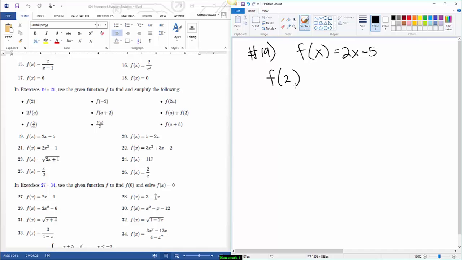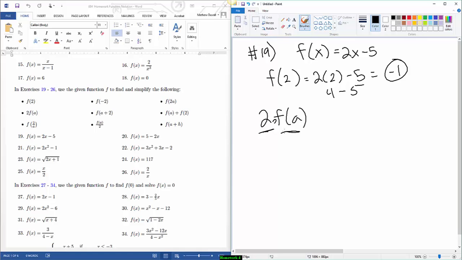So that means I just plug in 2. So that's just going to be 2 times 2 minus 5, which is going to be 4 minus 5, which is negative 1. Let's try one that's a little bit more complicated. What about 2f of a? So that means I'm going to take 2 and multiply it by my function with a as its input. So that's going to be 2 times 2a minus 5. And so that's going to be 4a minus 10.